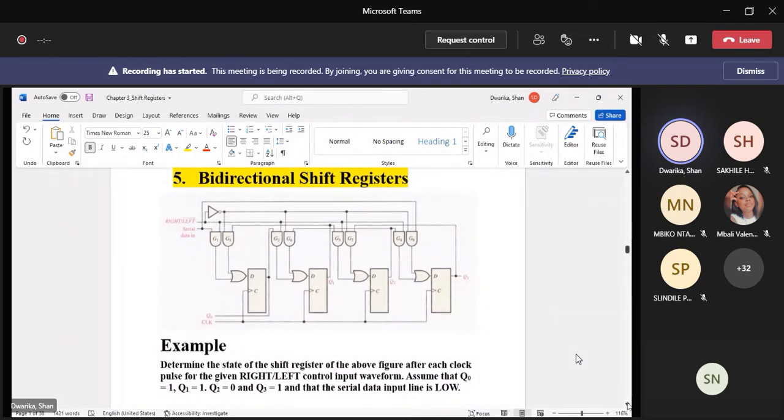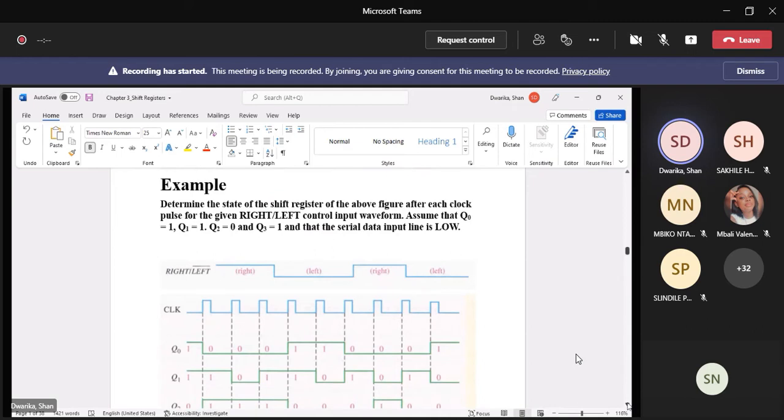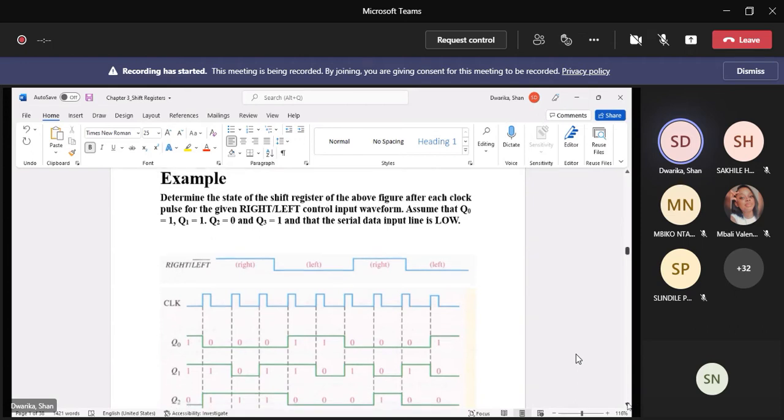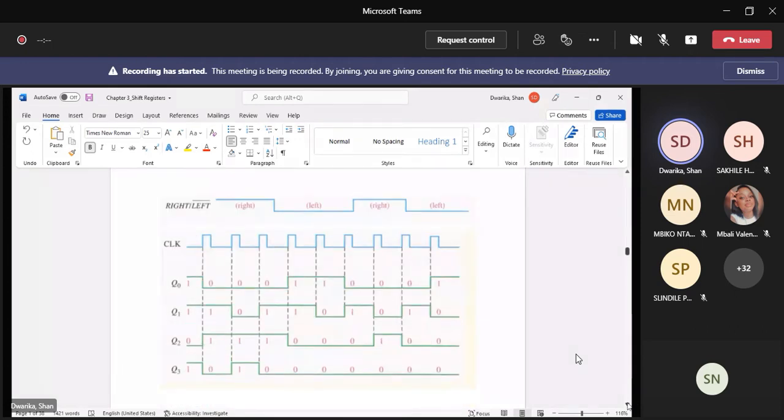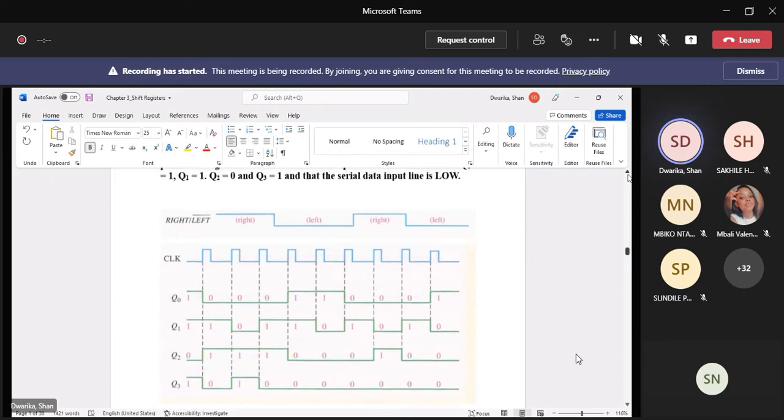And let's look at the example down there. Determine the state of the shift register of the above figure after each clock pulse for the given right-left control input waveform. Assume that Q0 is equal to 1, Q1 is 1, Q2 is 0, and Q3 is 1, and that the serial data input line is low. Okay, so basically what we have here is a right-left waveform. When it's right, it's high, and when it's left, it's low.